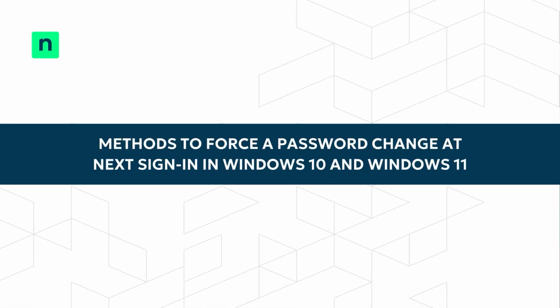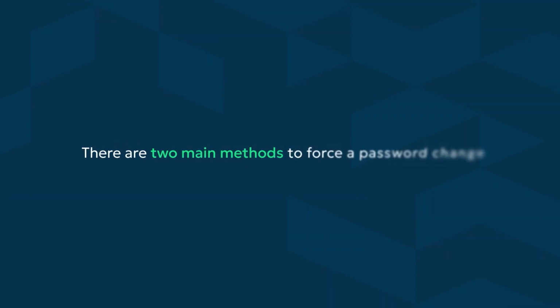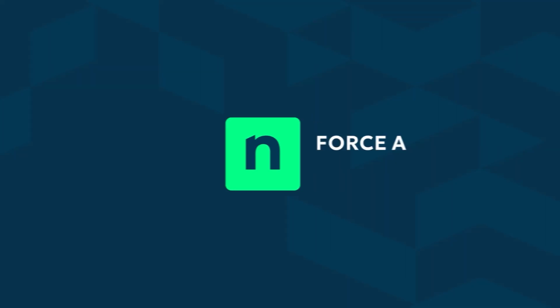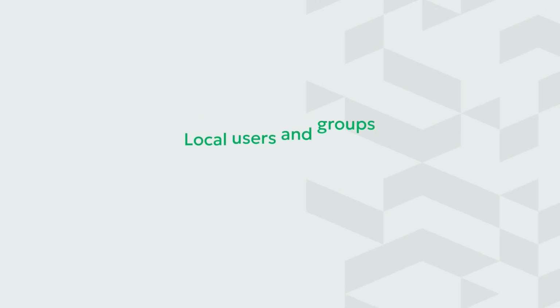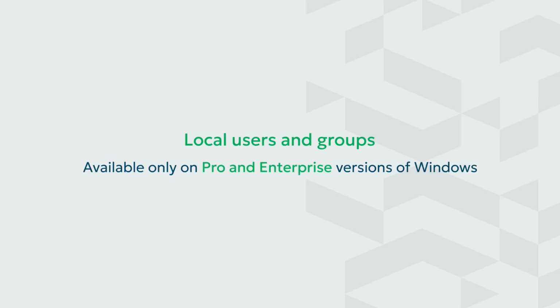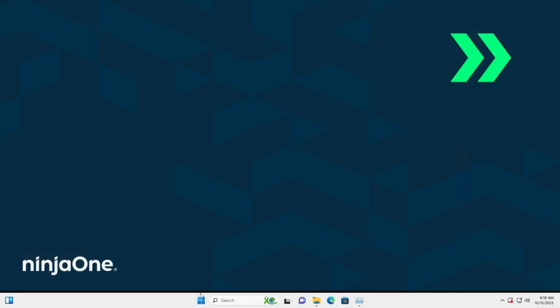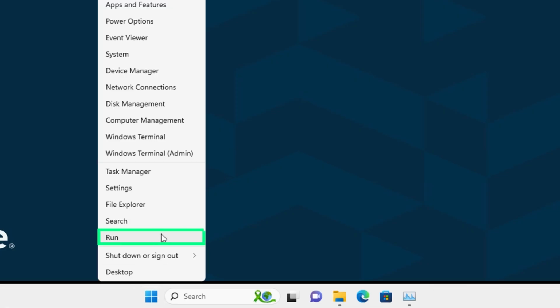Methods to force a password change at next sign-in in Windows 10 and Windows 11. There are two main methods to force a password change. The first method uses local users and groups to force a password change, available only on Pro and Enterprise versions of Windows. Here's how. Right-click the Start button and select Run.